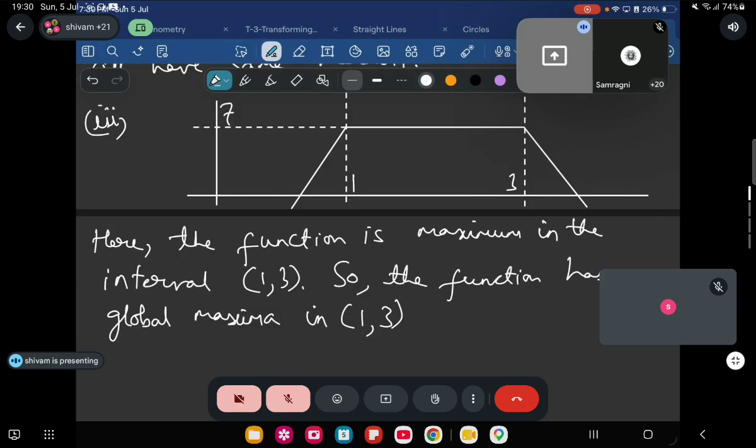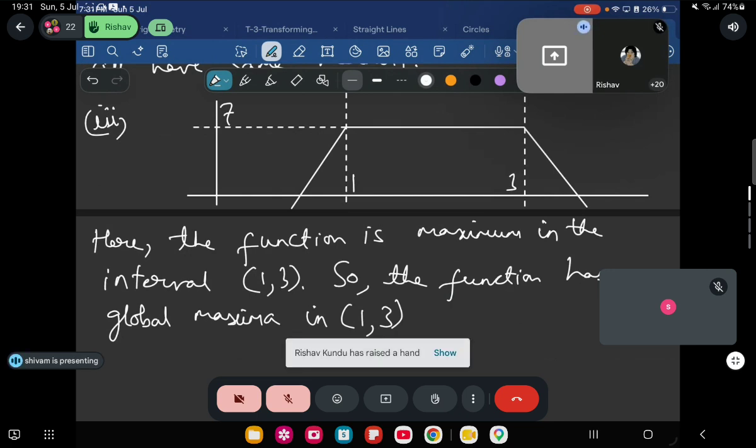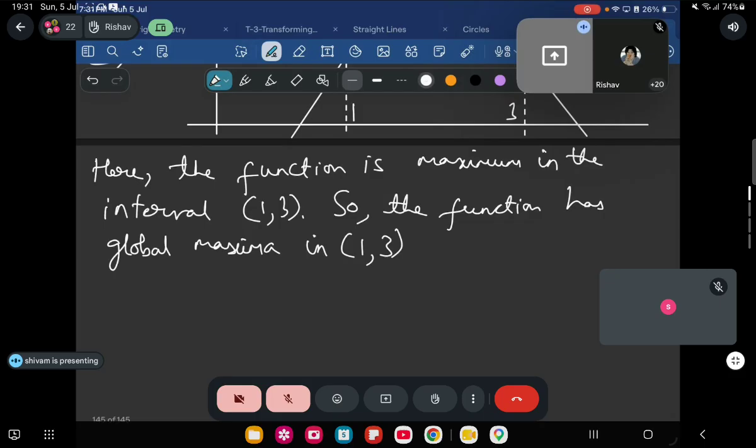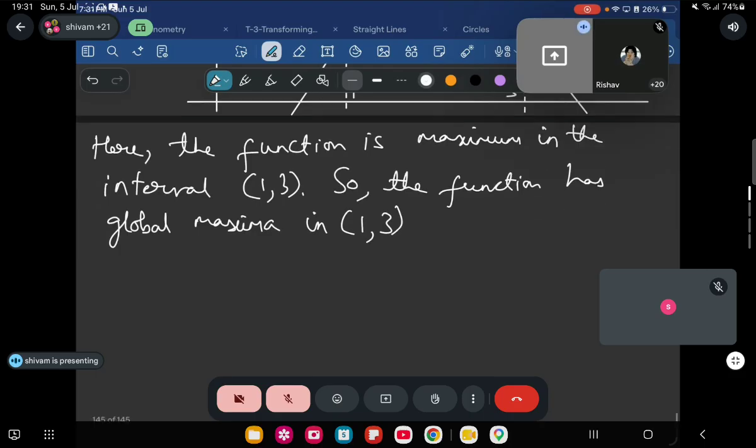But IIT has never asked you questions on global maxima. Never, till now. But you people may be the lucky ones. Sir, your most famous quote. Wow. You people may be the lucky ones. Anything can be. Yes, Rishabh, tell me what happened. Sir, is it global maxima because the maxima lies in an interval? Yes, the whole interval is maximum. Lucky can be changed by unlucky. No. You people may be the lucky ones.